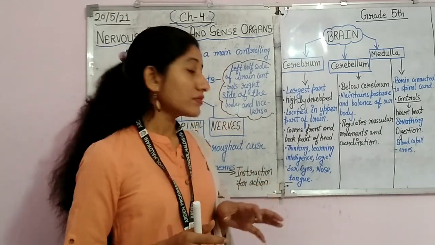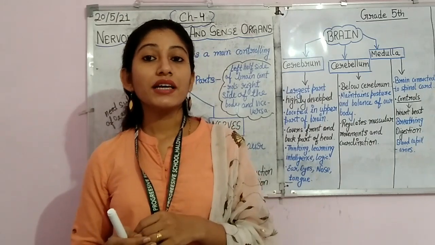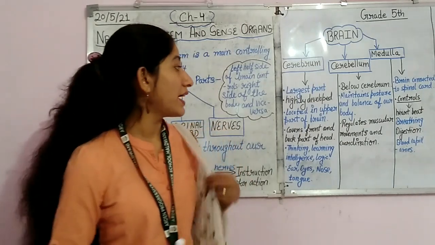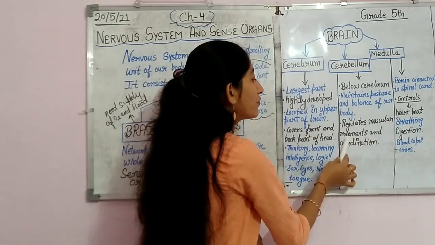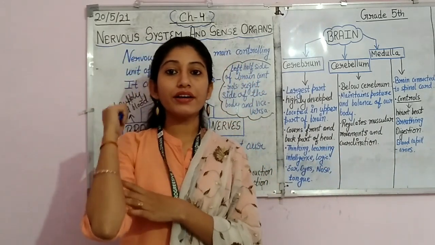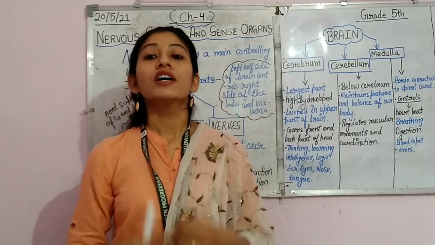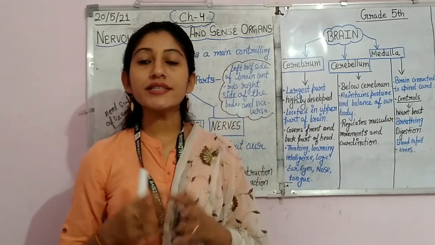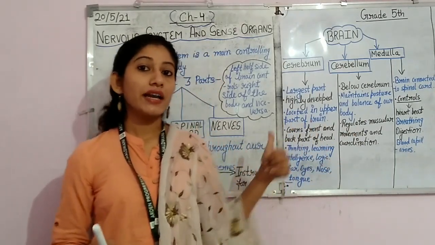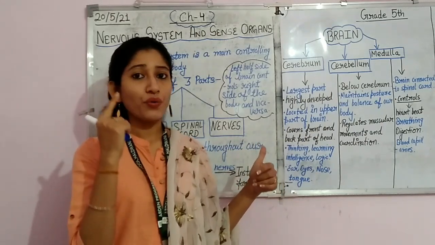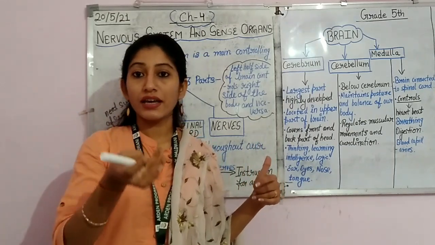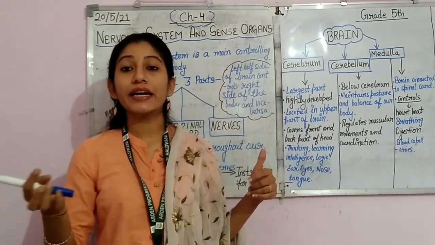Then what else does it do? It helps in the movement of the muscles. So we can say that cerebellum regulates muscular movement and coordination. It controls the muscular movement. So cerebellum regulates the muscular movement and coordination. As I told you, cerebrum controls eyes, ear, nose, tongue, and also its role is in thinking, logic and intelligence and all.